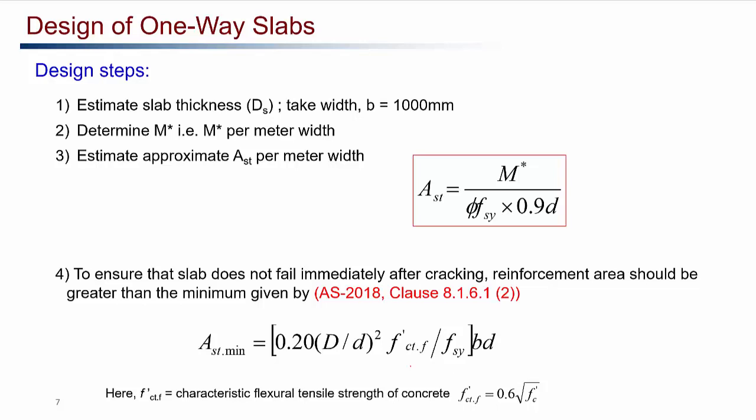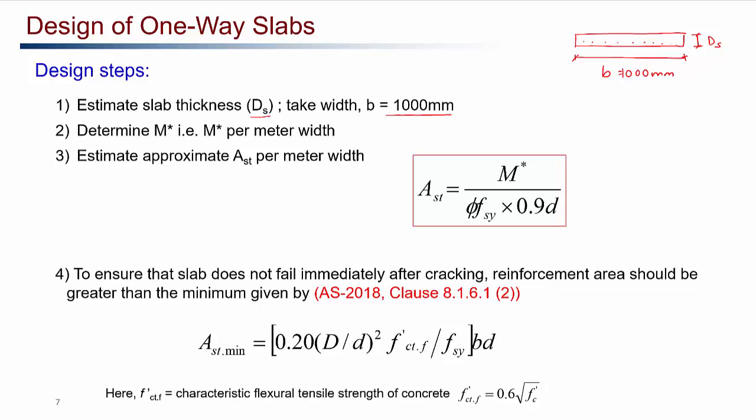As I said before, when we are designing a one-way slab, we'll treat it pretty much like a beam, but a beam of width b equals 1000 millimeter and depth ds. So it is pretty much a very wide beam, with the width of the beam or slab being 1000 millimeter and the depth of the slab denoted as ds.